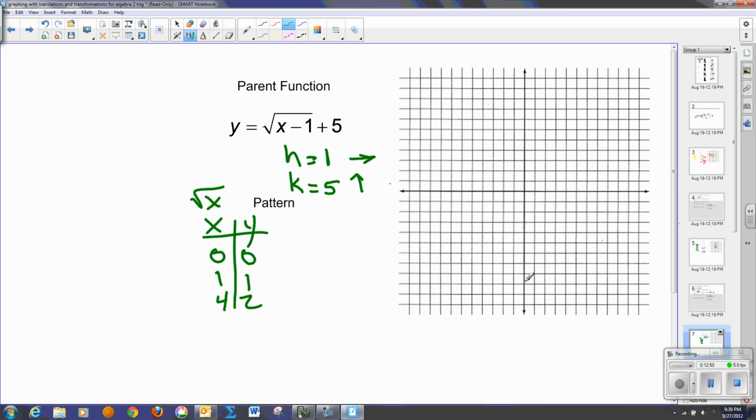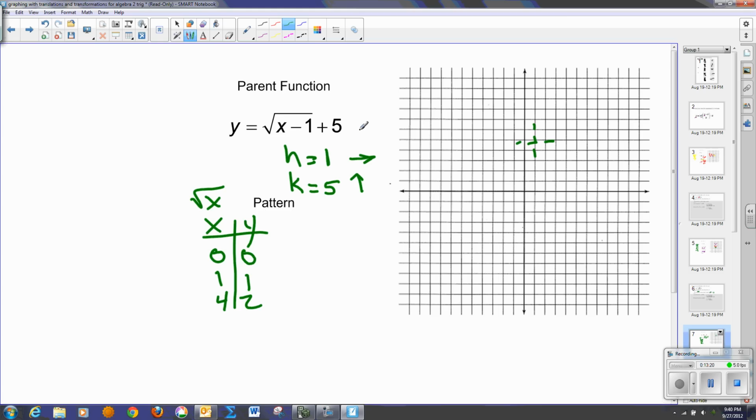So what I do is I think of, well, rather than moving every point, I'm just going to move my starting point or my origin point. So my origin is going to move 1 to the right and 5 up. And what I do there is I put in this fictitious little origin and set of axes.